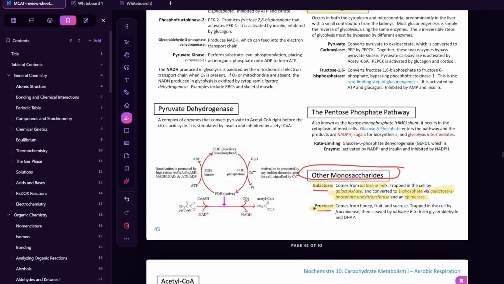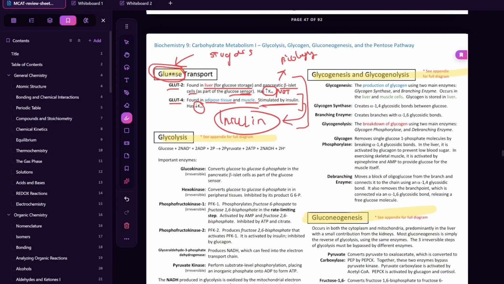And then for fructose, which comes from honey, fruit, and milk, and even processed food, sometimes I see it has fructose in it, it's trapped in the cell by fructokinase. So fructokinase traps that. And then it's cleaved, or cut, by aldolase B to form glyceraldehyde and DHAP. So an analogy is that phosphorylating a sugar is like stamping the bill. Once the bill is stamped, it can't leave the building. The membrane transporters won't recognize it anymore. So every sugar that enters the cell gets stamped for exactly this reason, trapping. Glucose gets stamped by hexokinase. So remember, glucose gets stamped by hexokinase.